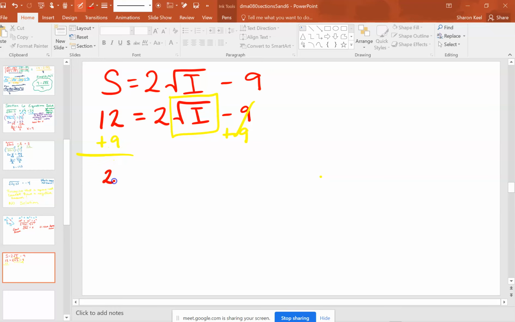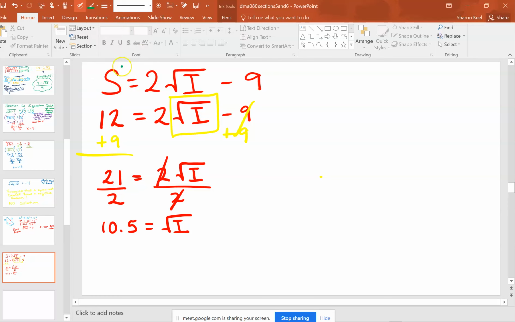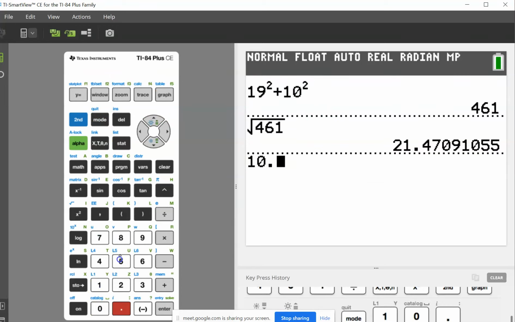If we're trying to get the I alone, my next step would be to divide both sides by 2. The 2's are going to cancel. 21 divided by 2 is 10.5 equals the square root of I. Now, what did we just mention a moment ago in section 5? That if we want to solve this, the index is a 2, so I would raise it to the second power. That's going to make the I come out from under the radical. If you square one side, you've got to square both sides. So we're going to use our calculator, and we're going to do 10.5, we're going to square it, and we get 110.25.